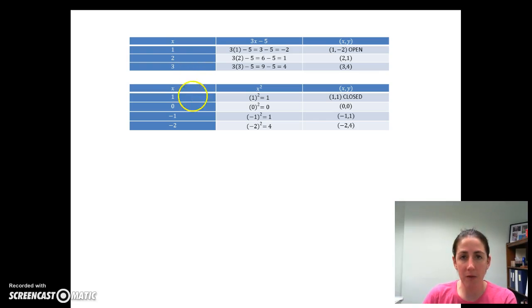We'll do the same thing for the bottom piece starting at 1, but since the bottom piece did include 1, that'll get the closed circle. And then we picked x values that are less than 1, like 0, negative 1, and negative 2. And so then we can see these ordered pairs. Now, 3x minus 5, that's linear, so when we graph this piece, it should be a straight line. X squared is quadratic, so when we graph this piece, it should be part of a parabola.